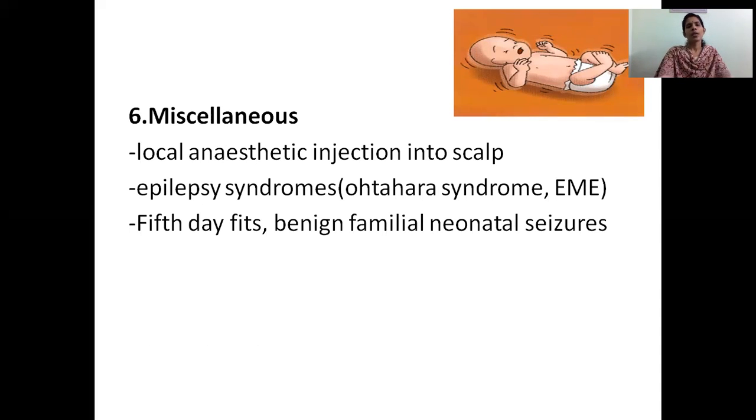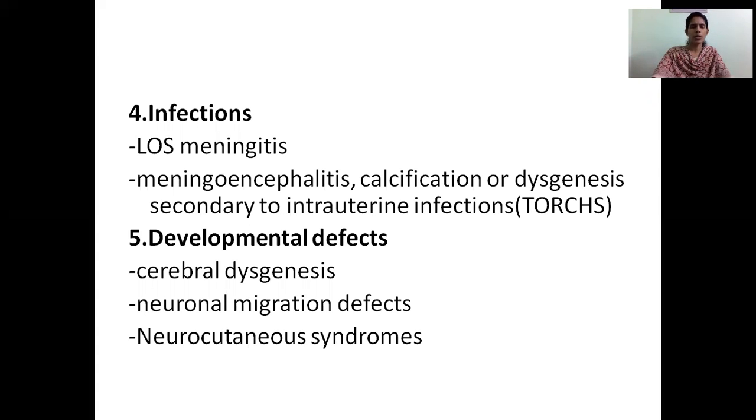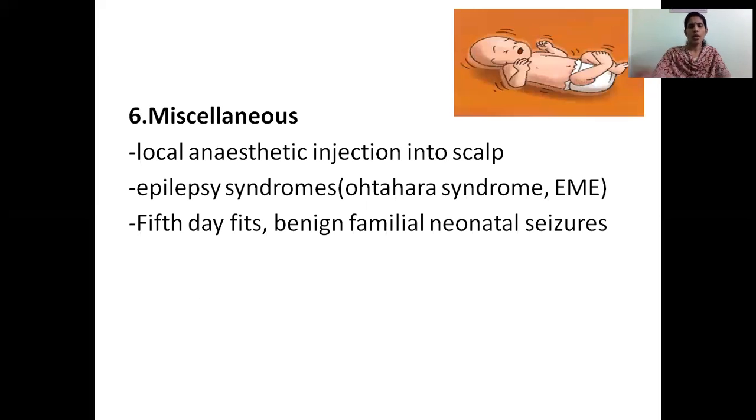The miscellaneous group: these two account for around 1% of seizures, and the miscellaneous also around 1 to 2%. One is local anesthetic injection, accidentally injected into the scalp veins of the baby. Another important group is epilepsy syndromes. There are multiple idiopathic epilepsy syndromes, fifth day fits or benign familial neonatal seizures, and these two are having good prognosis. They usually have seizures after 2 to 3 days, and the fifth day seizure subsides by 2 weeks and the other one by around 3 months. Both subside and the overall prognosis is very good.